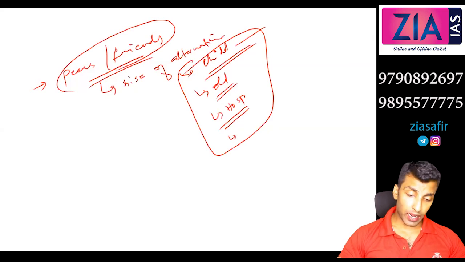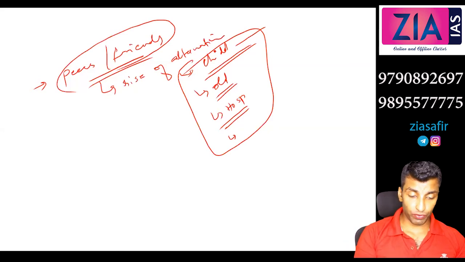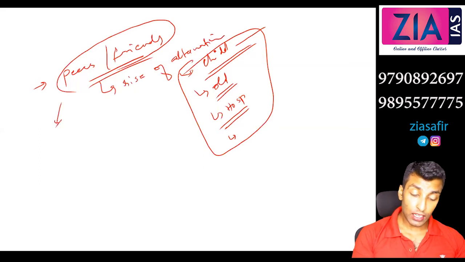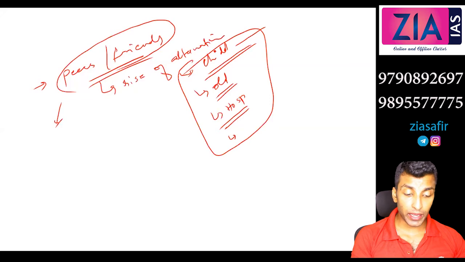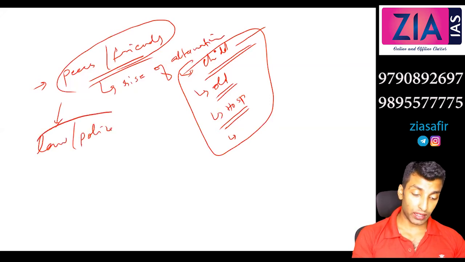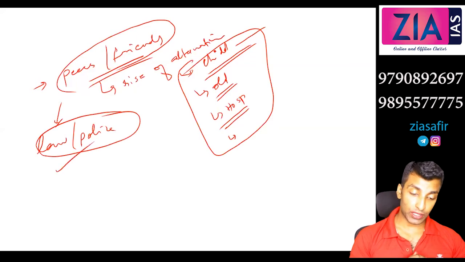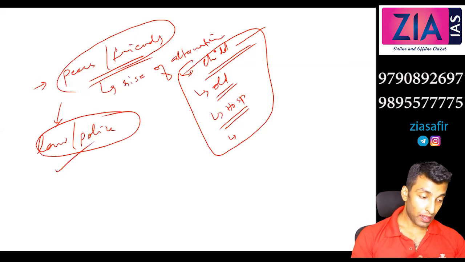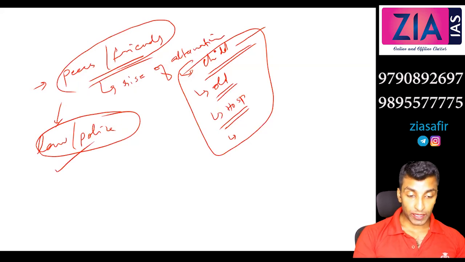Then adult personality stabilization. We have discussed primary socialization and adult personality stabilization. That role is nowadays taken care of by law, police, etc. The judiciary takes care of adult personality stabilization. Now that was the individual perspective.